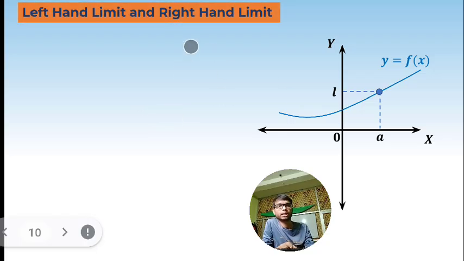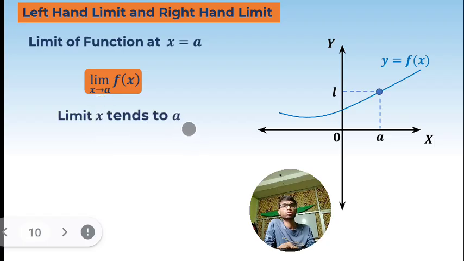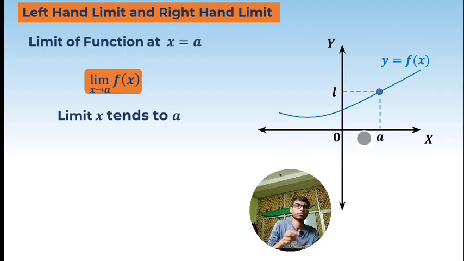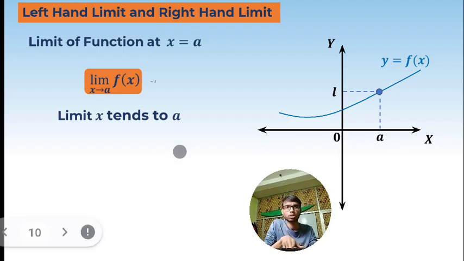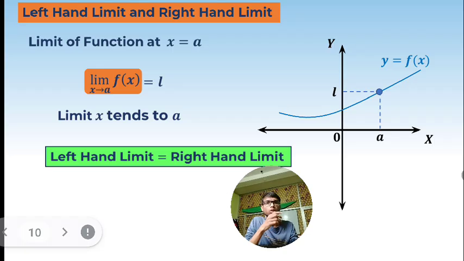Left hand limit and right hand limit. Limit of a function at x is equal to a. Here this is the left limit, x tends to a. So this is L, we are getting this number. Left hand limit is equal to right hand limit. Whatever value will be here, so will be equal to here.